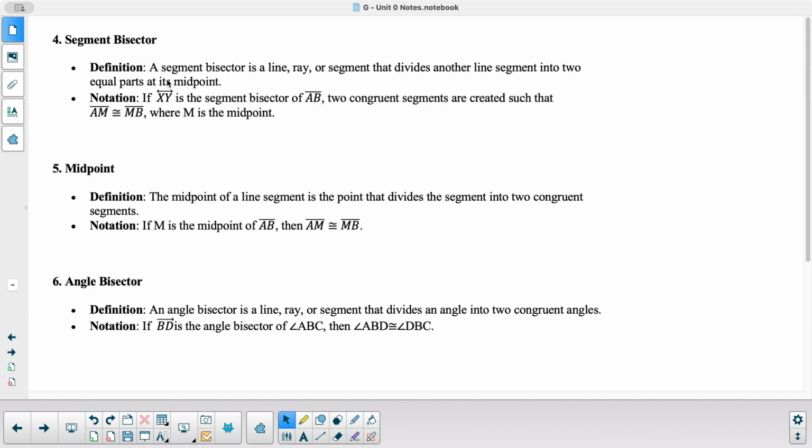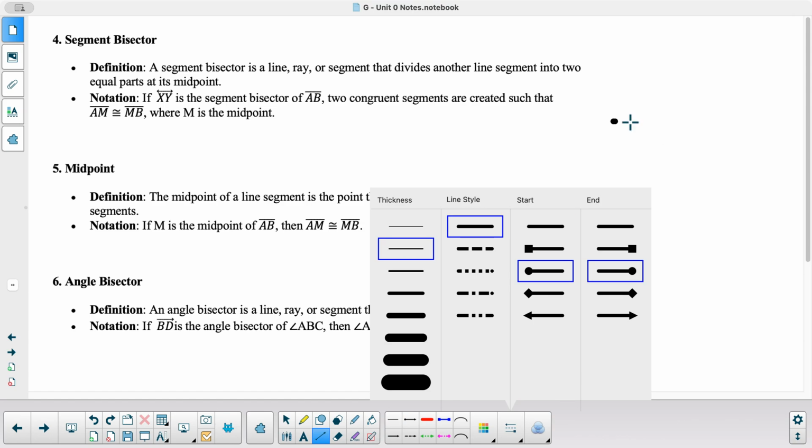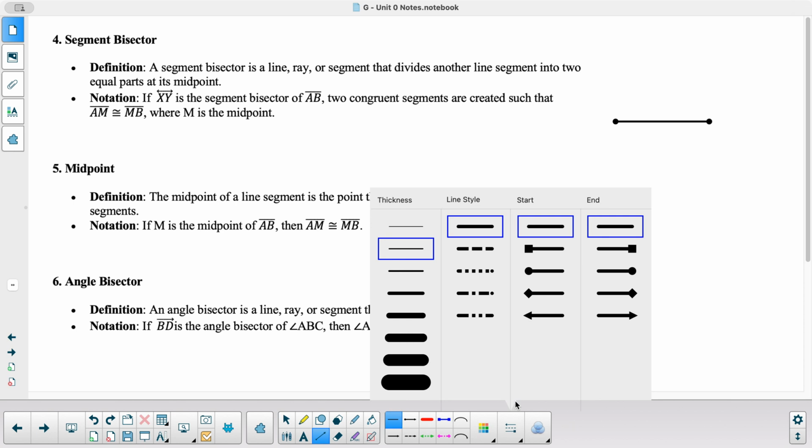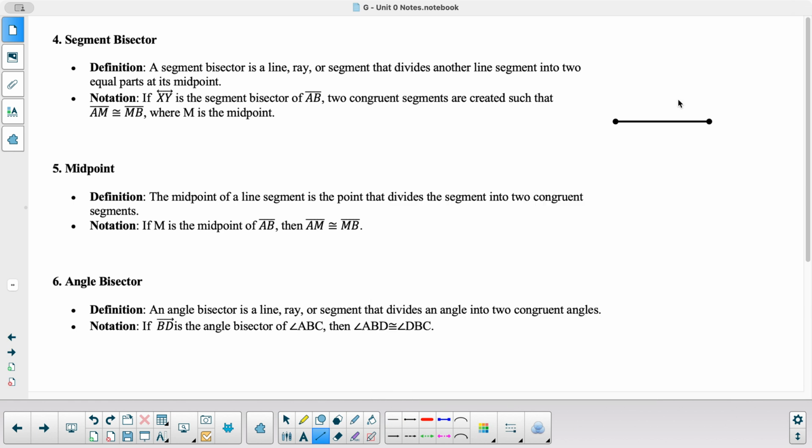All right, a segment bisector. A segment bisector is a line, ray, or segment that divides another segment into two equal parts at its midpoint. So let's say I've got a segment here. The segment bisector is going to cut this thing into two equal parts. Now you can see the left side is not smaller than the right, so right in the middle there. For now, I'm just going to draw it here.